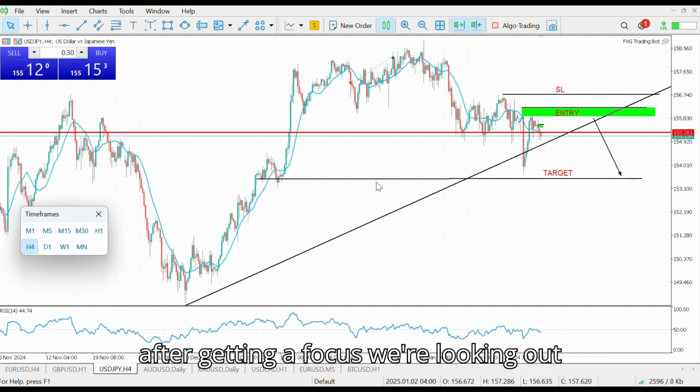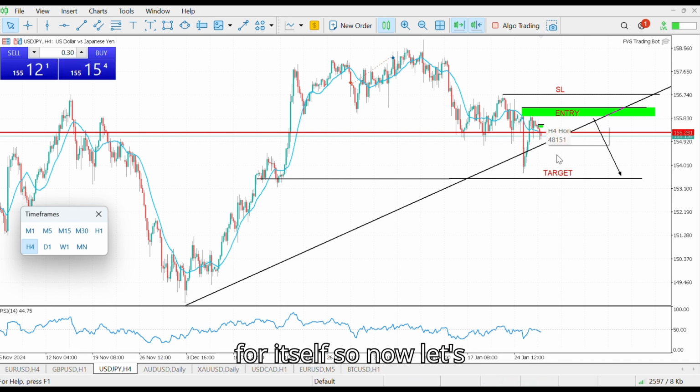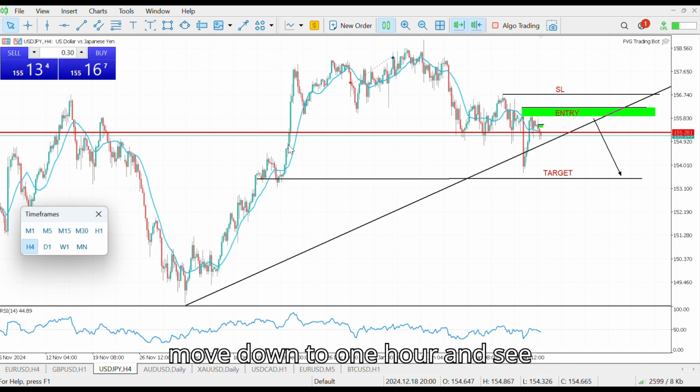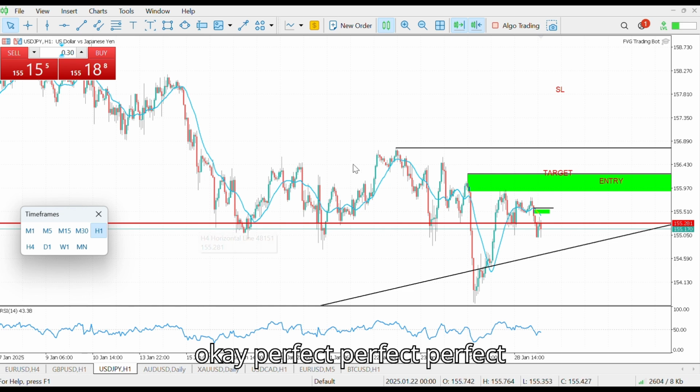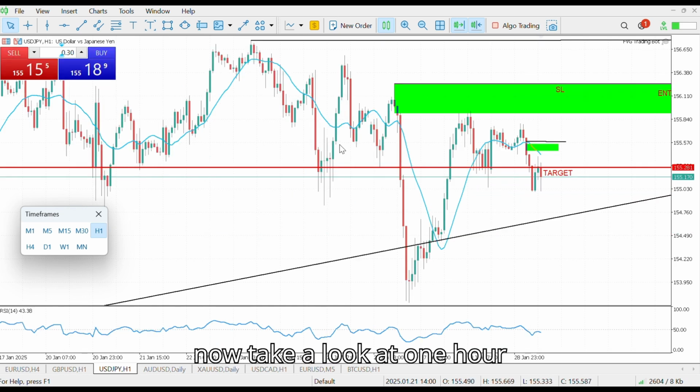After getting a focus, we're looking out for a sell. So now let's move down to 1 hour and see. Okay, perfect. Now take a look at 1 hour.